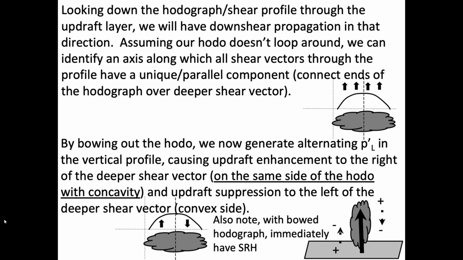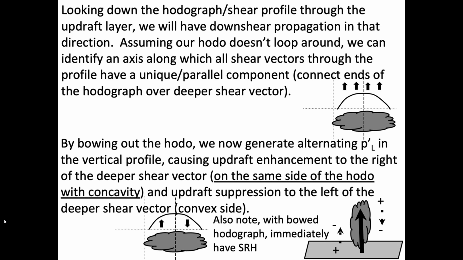So in the case that we addressed earlier, with our consistent westerly deeper shear profile that experienced an alternation in meridional shear from southerly to northerly, from the low levels to high levels, our favored updraft was to the right of the deeper shear vector, or on the same side of the photograph where there's concavity, to the right, to the south, looking down the deep shear vector, and updraft suppression to the left of the deeper shear vector, or on the convex side.